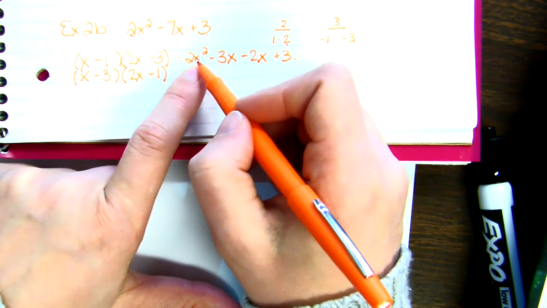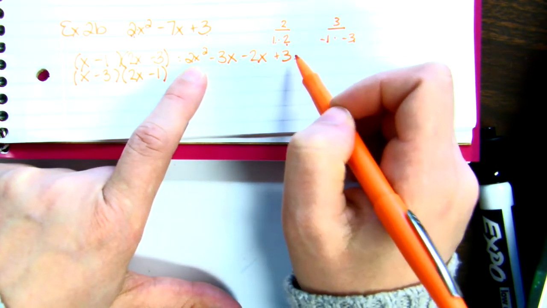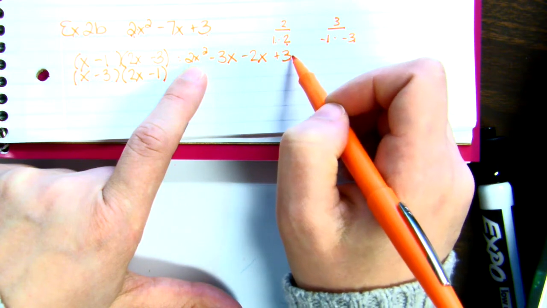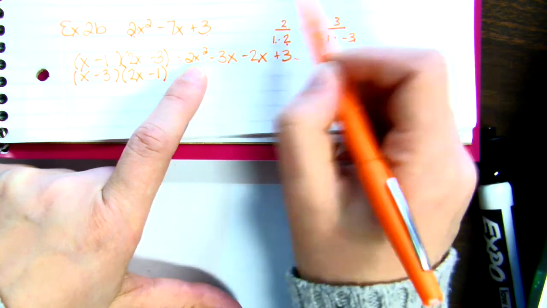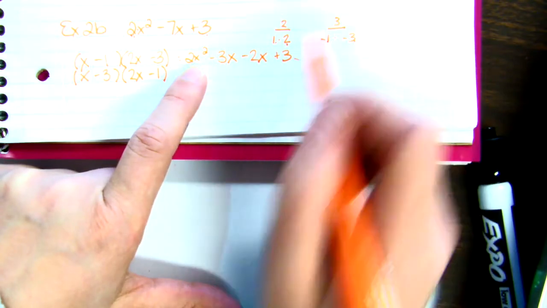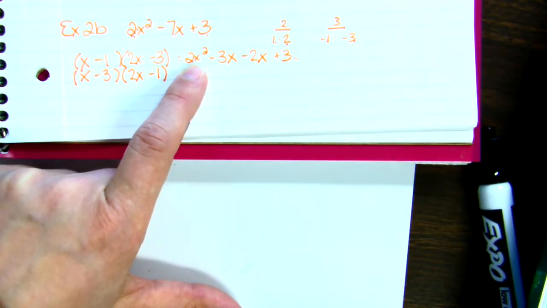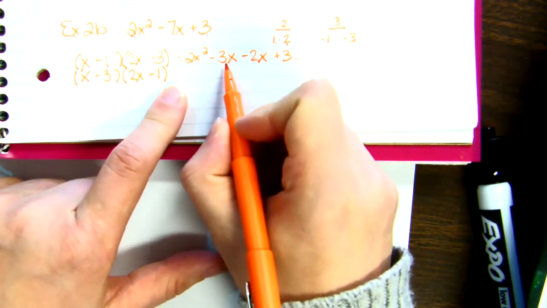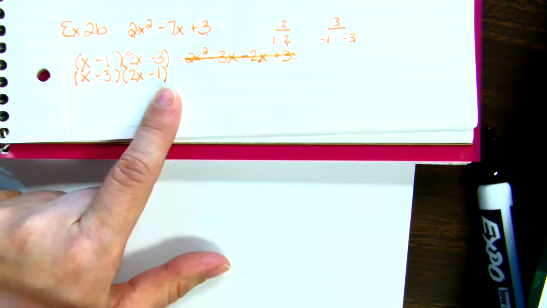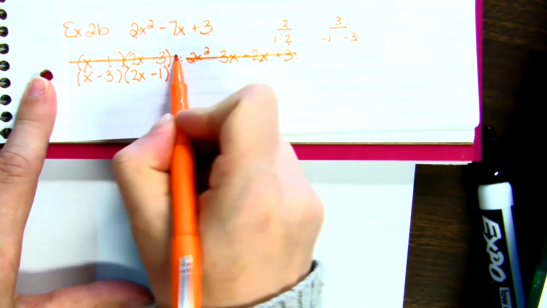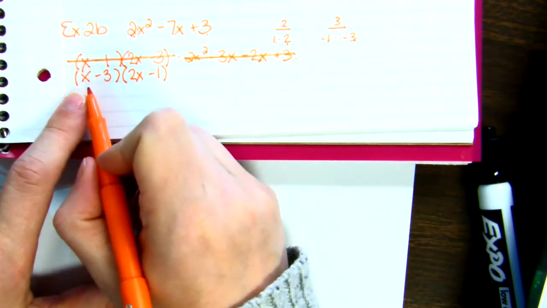So this darn well better be a 2x and a 3. So when you multiply these out, that should always happen. If it doesn't, you picked the wrong factors. You messed something up. You need to go back and start over. Just keep that in mind. Anyway, negative 3x, negative 2x make a negative 5x. So that's not the correct factorization. So I need to try this one.